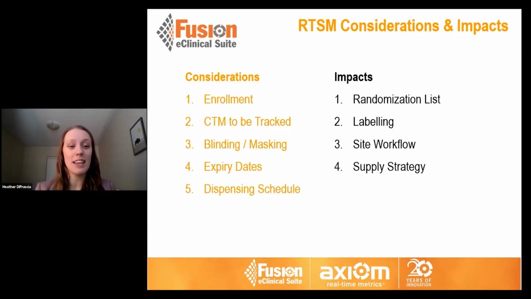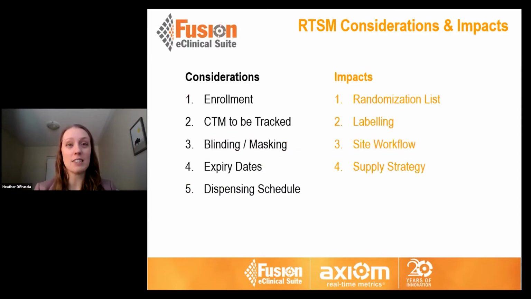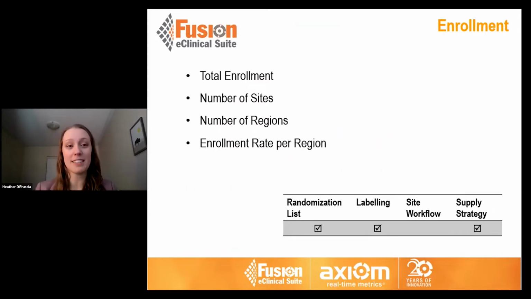All of those decisions that are made often up front, even in the protocol stages, can have some big impacts on some key areas. So your randomization list, how is that going to be generated? The labeling activities, and of course there's lots of timelines when it comes to labeling activities, and cost, and how is it going to all work out at the site level, and trying to get a head start on your supply strategy and understanding how some of those decisions can really impact there.